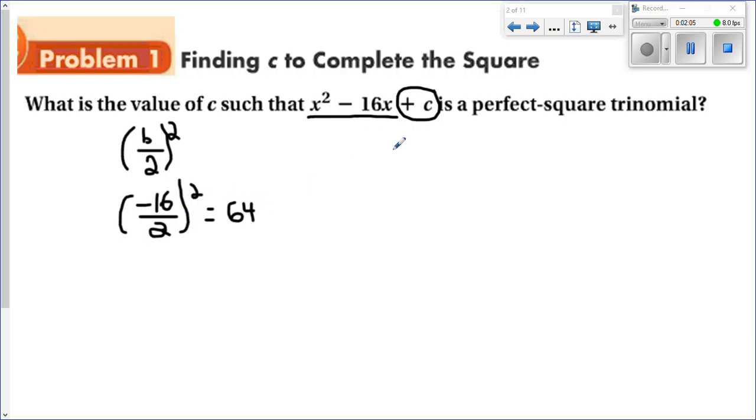So now, if we add that, we have x squared minus 16x plus 64. And that's all they're asking for in this one, what's the value of c such that that is a perfect square. So the value of c is c equals 64.